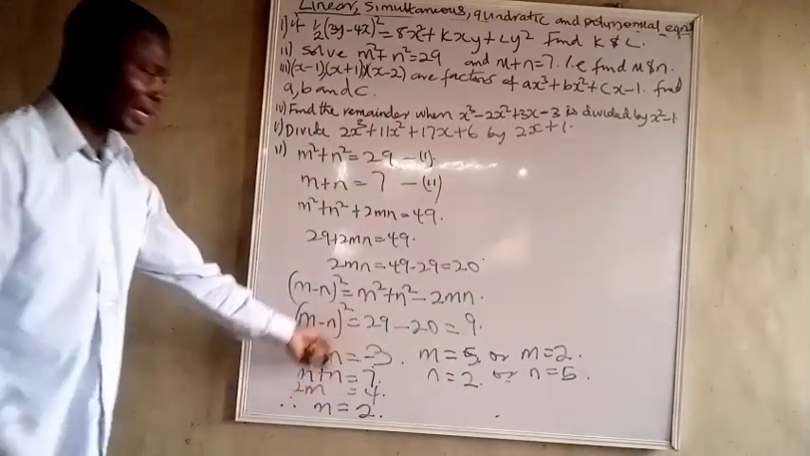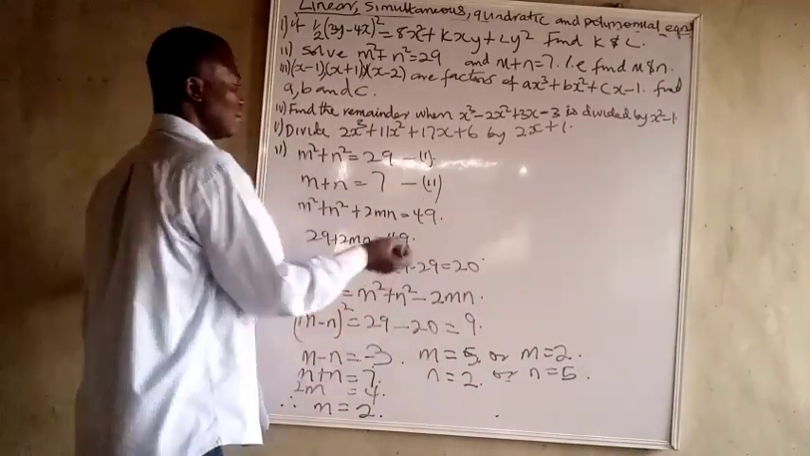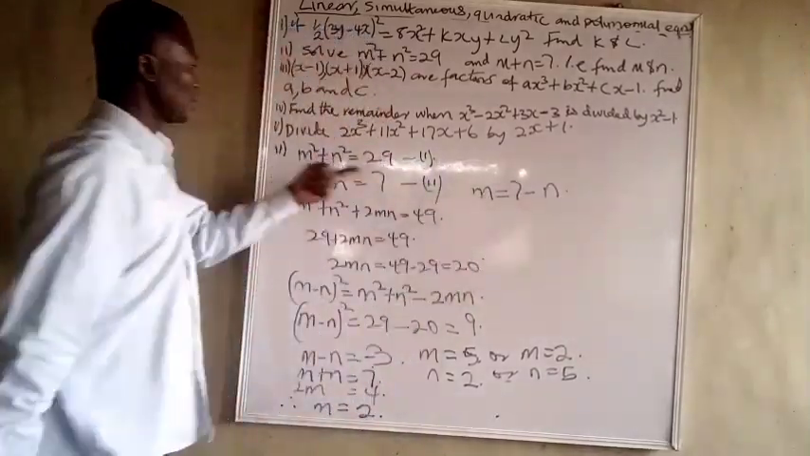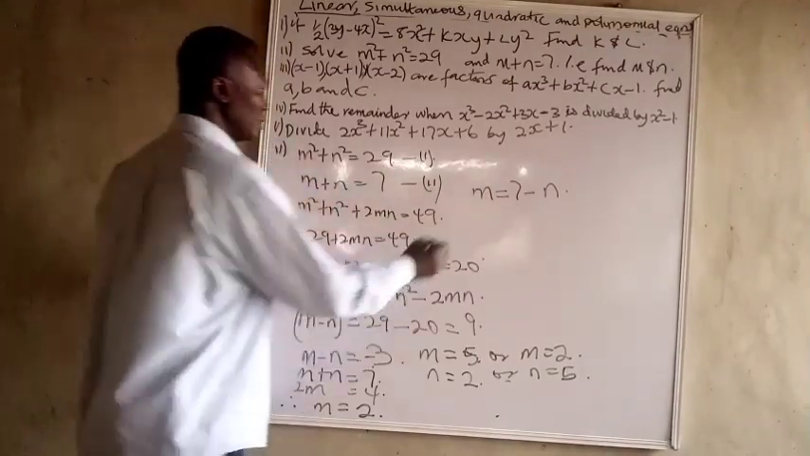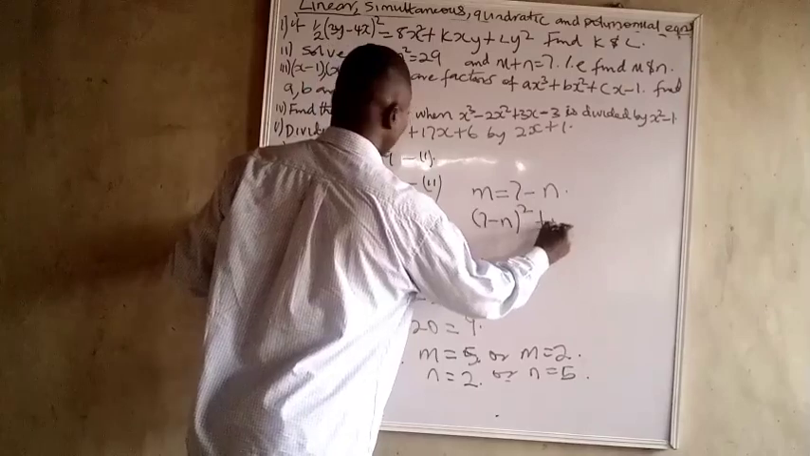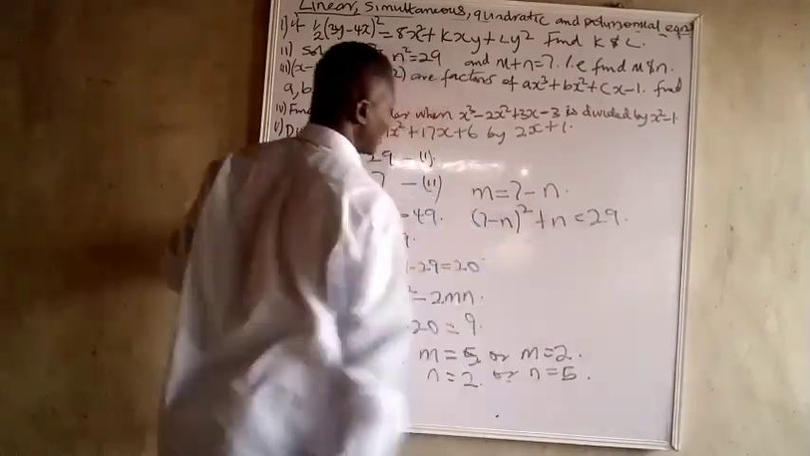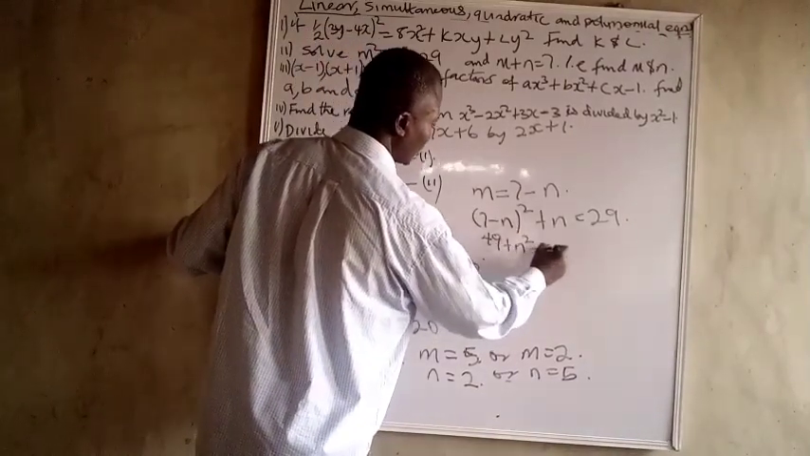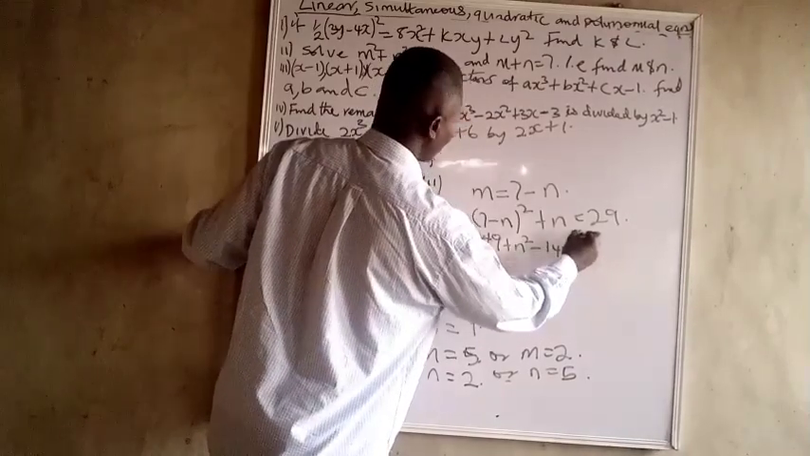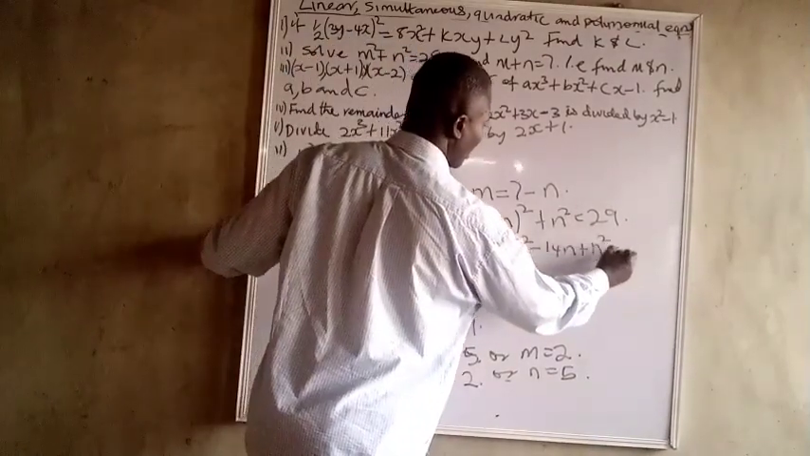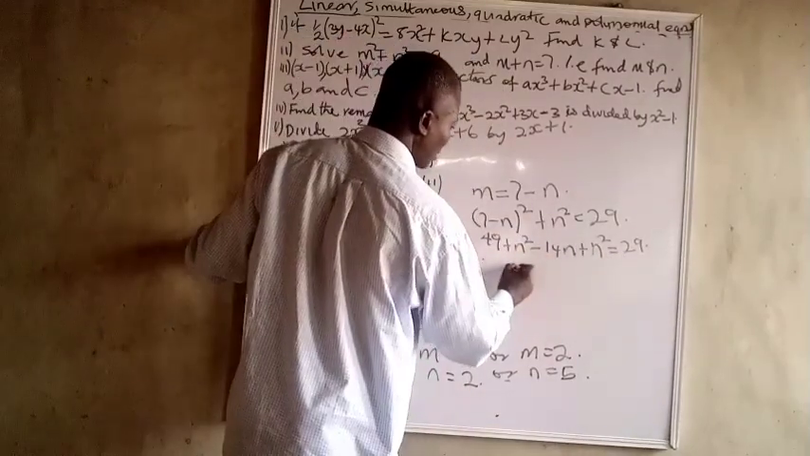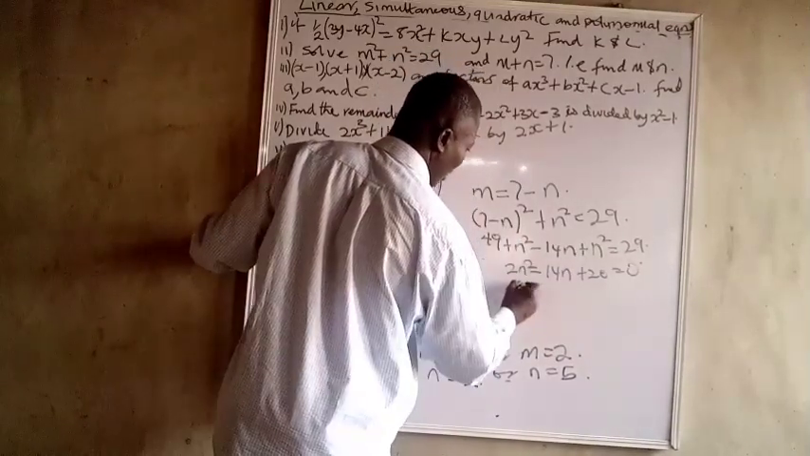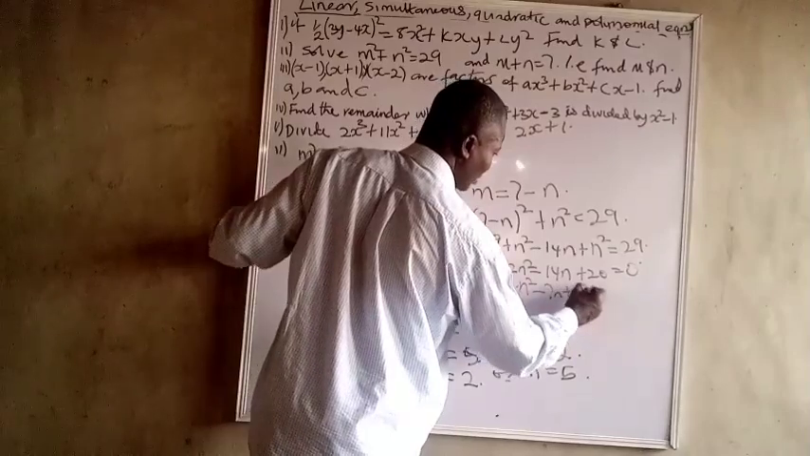So you can do it like this, or you can outright say, make n the subject of the formula here, which is 7 minus n. And then you put this one back here, and that's going to be (7 minus n) all squared plus n squared is equal to 29. And then on expansion, what would that be? 49 plus n squared minus 14n plus n squared is equal to 29. So what does that give me? It gives me 2n squared minus 14n plus 20 equals 0. So n squared minus 7n plus 10 equals 0.